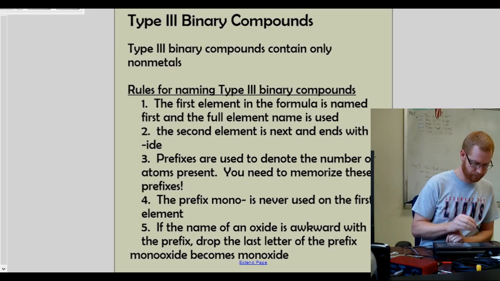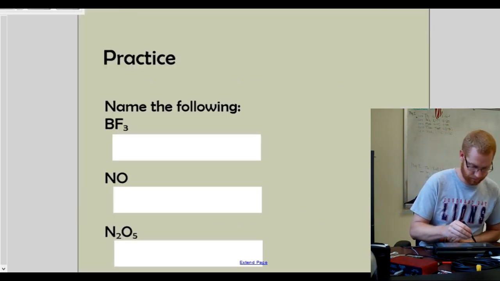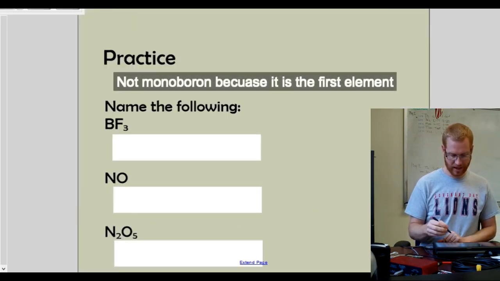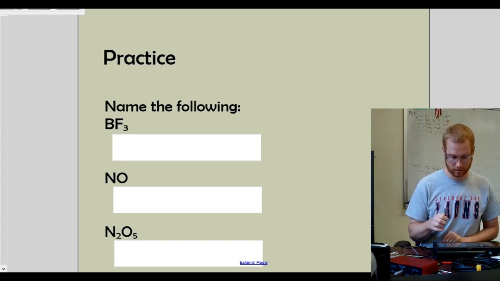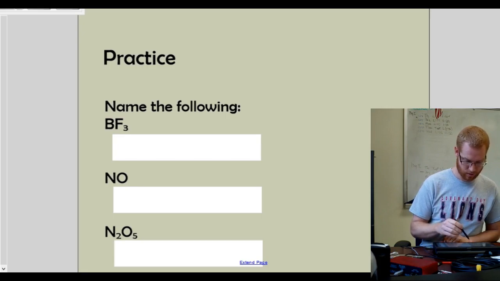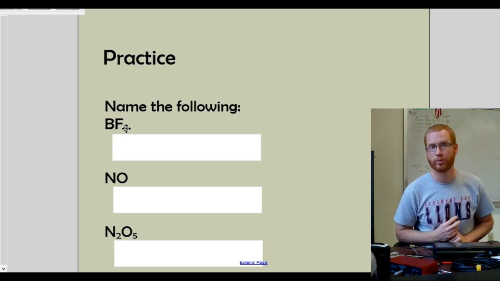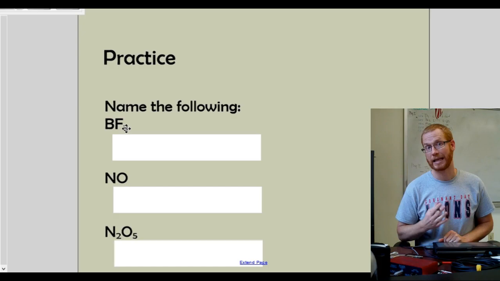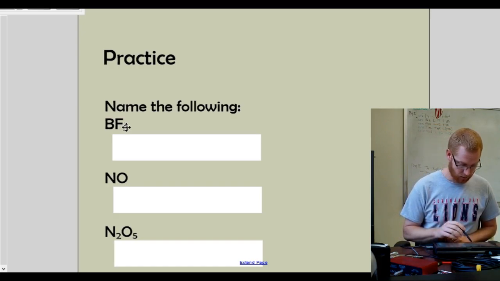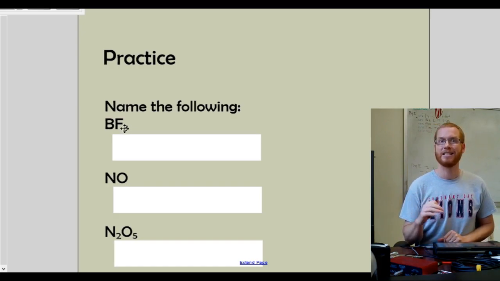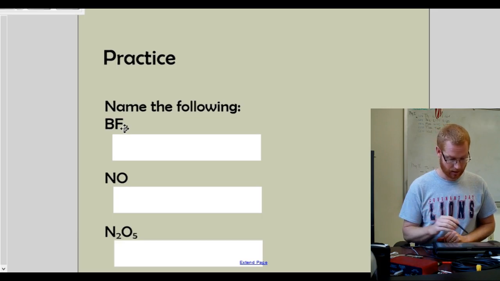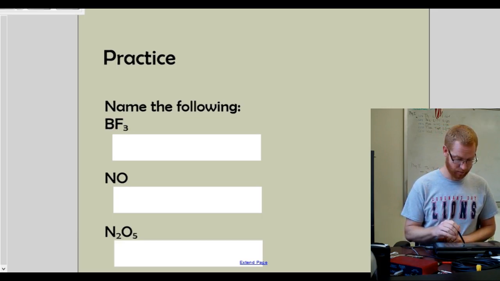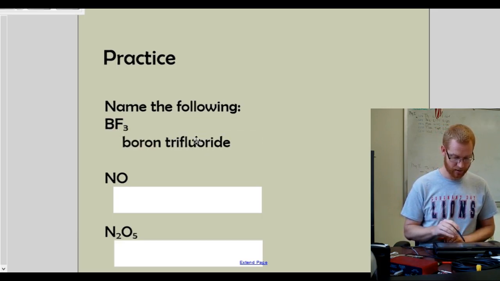So, let's try some, shall we? BF3. We have one boron, right? So it's boron. We have 3 fluorines. What prefix means 3? Tri, like a triangle, right? Okay, so 3 fluorines, and then it ends with IDE, just like every binary compound ends with IDE. BF3 then becomes boron trifluoride.